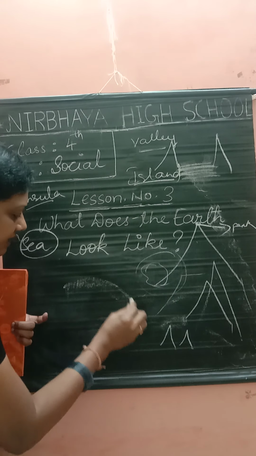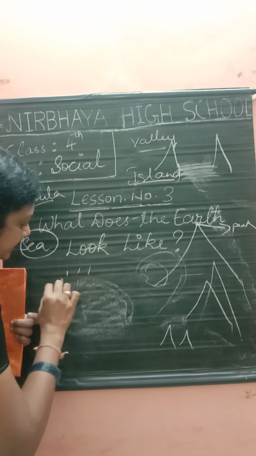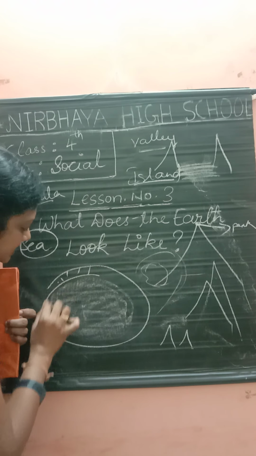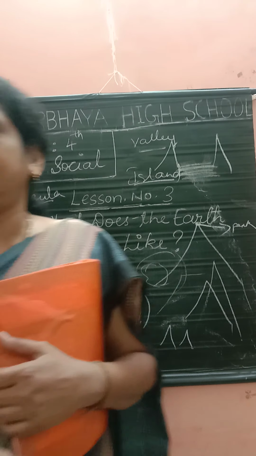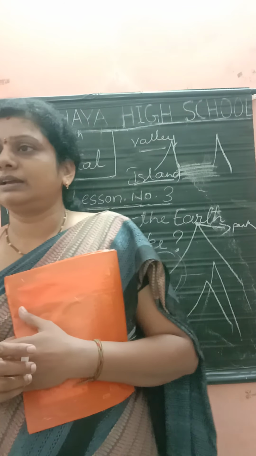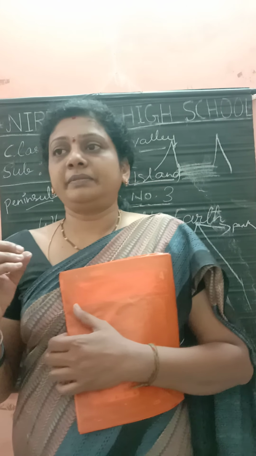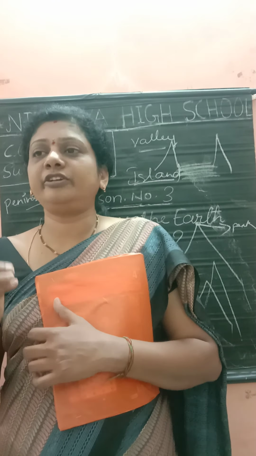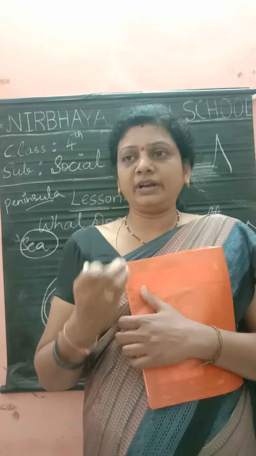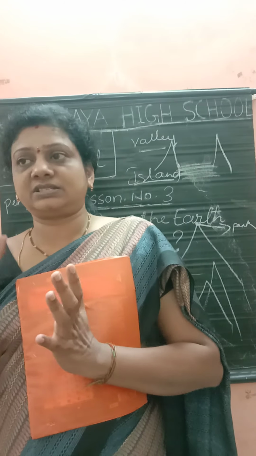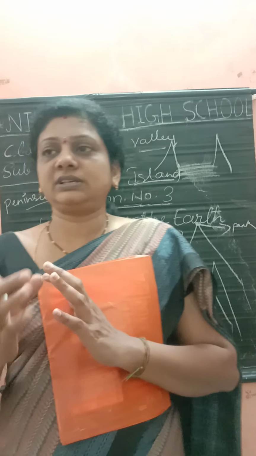Here the water will be, and all around it is land. This is what a lake is. Some lakes are very big, and in the past a few people called them seas. Means in the olden days they saw the lake and said that it was a sea.